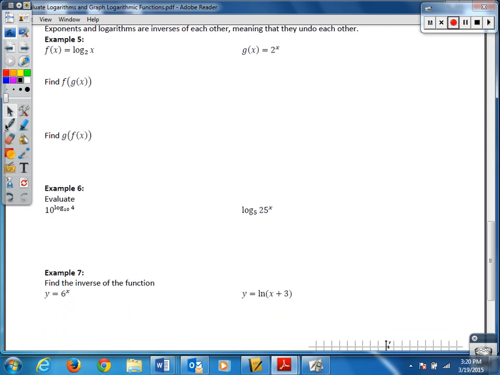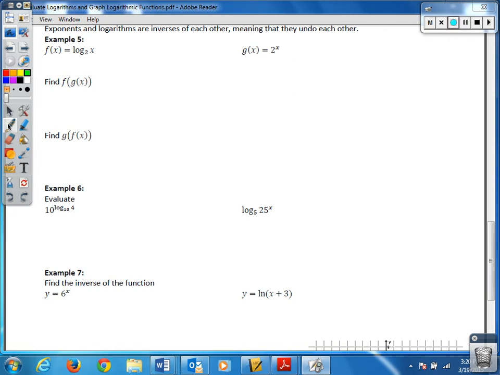All right, so exponents and logarithms, they are inverse functions, which means they undo each other, they cancel each other out. And so if we do the composition of the functions, if we plug one into the other, it should cancel down to x. So let's give this a try. We have f of x, which is the log base 2 of x, and we have g of x, which is 2 to the x, so it's an exponential where 2 is the base.